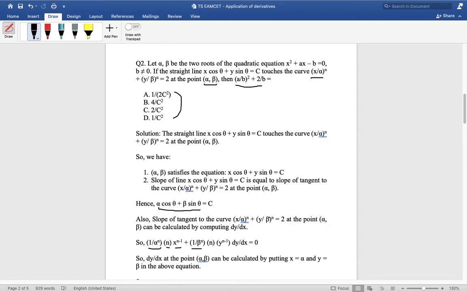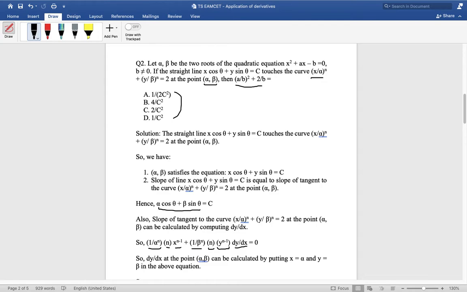Now the differential of y raised to the power n: bring the power down and decrease the power by 1. I have decreased the power by 1, so y raised to the power n minus 1, and the differential of y will be dy by dx, equal to 0. Now I have to compute dy by dx at the point alpha comma beta, so I will just substitute x by alpha and y by beta in this equation.